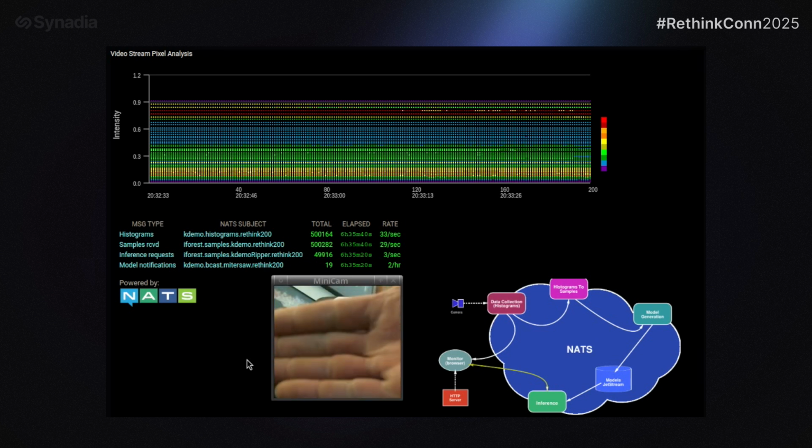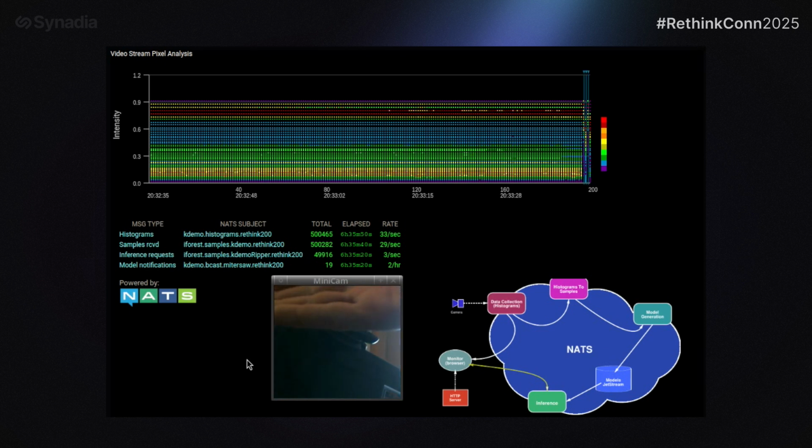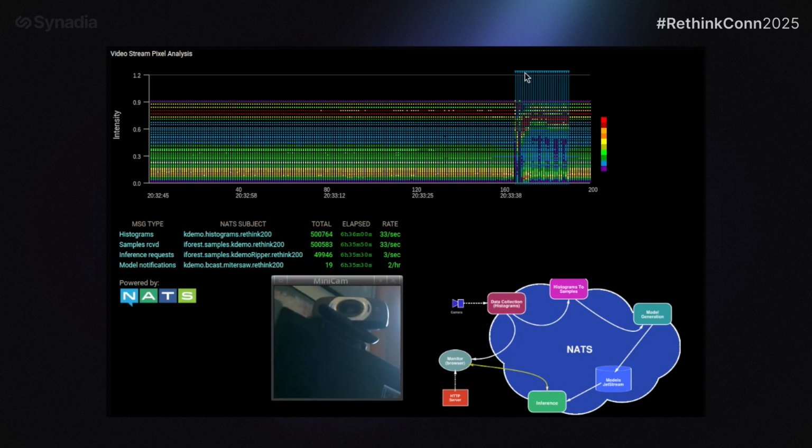So when I move my hand over and rub my hand in front of this camera, we start to see some perturbance to the histograms. Each one of those histograms, while my hand was in front of the camera, is tagged with a little triangle and a leader line indicating to us that they were not classified as normal events from the model's perspective.